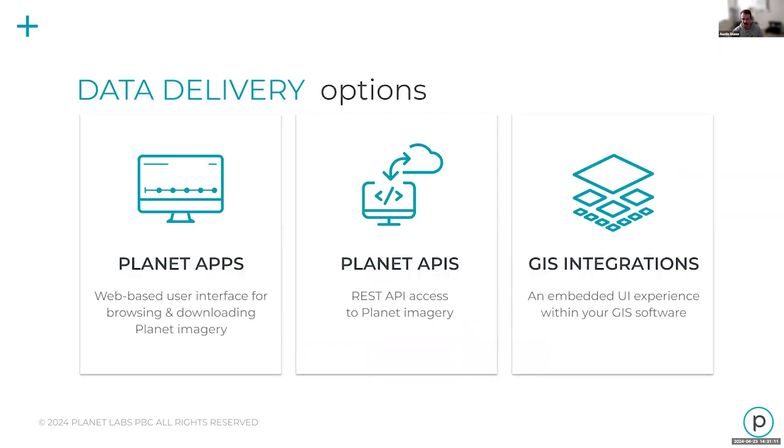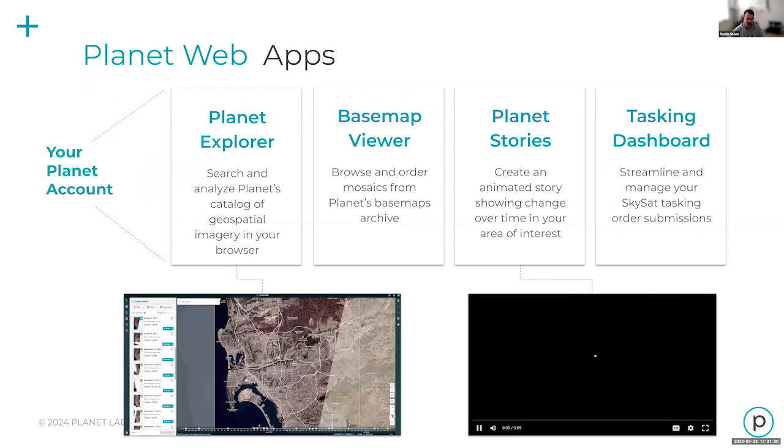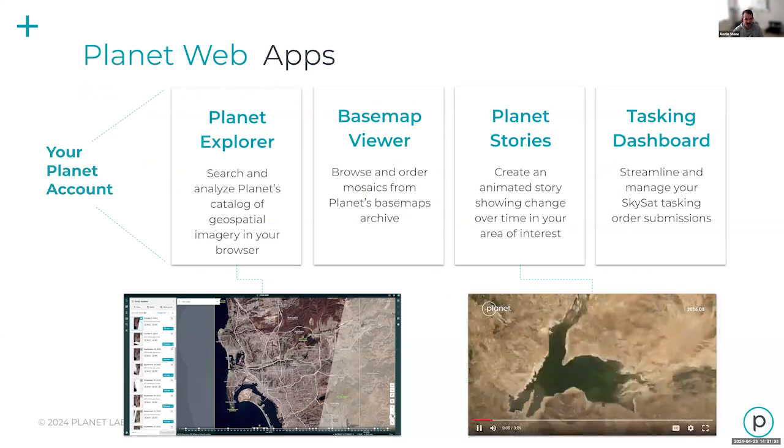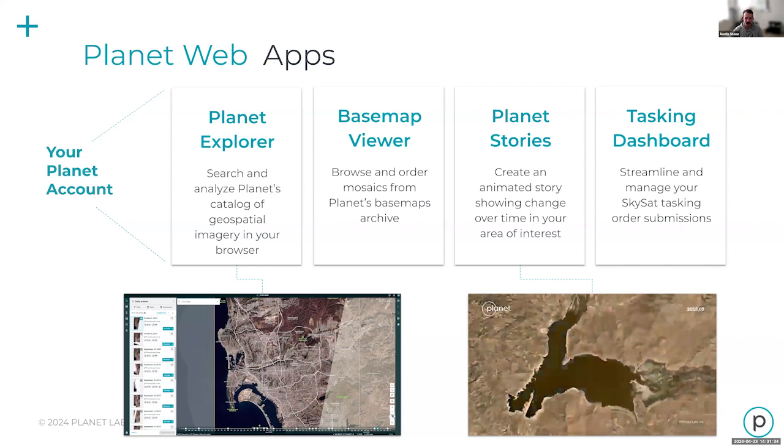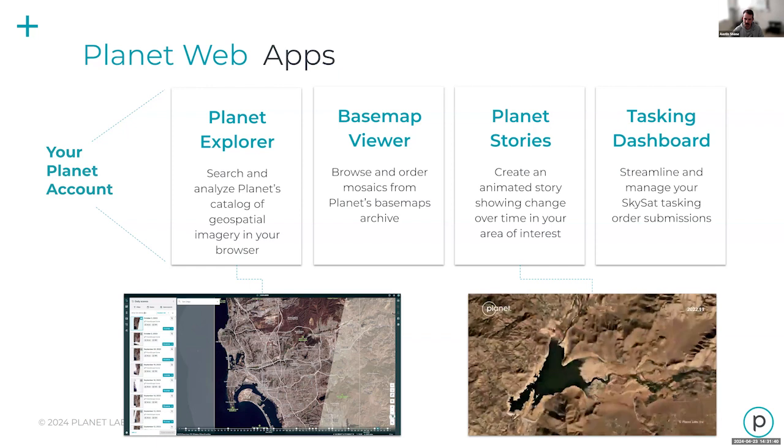Okay, and for the sake of time, I'm going to rush through the remaining slides because we've talked in detail about many of these different things. We have discussed the data delivery options being through web applications, through the APIs, and through our GIS integrations. And quickly here is just a breakdown of what you all have access to again, Planet Explorer. Again, your ability to actually search Planet's catalog of imagery, similar thing with Base Maps Viewer.